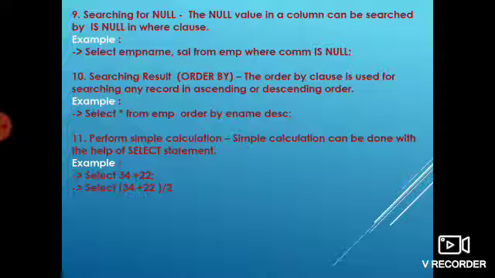Next one is sorting the result, that means ORDER BY. Order by is again very simple. It is used to arrange your records in ascending or descending order while searching. Example is shown: select all from employee order by ename DESC, descending order. DESC means descending order, and by default it is always ASC.